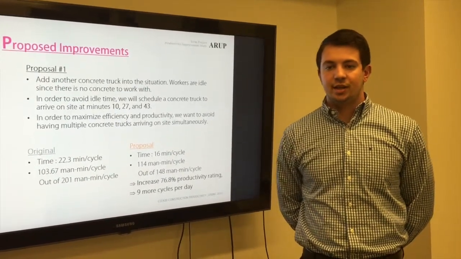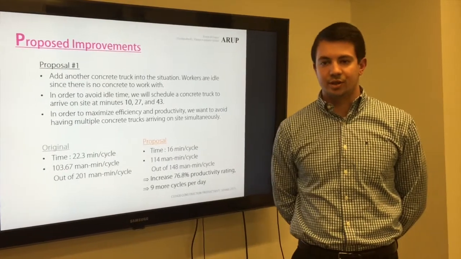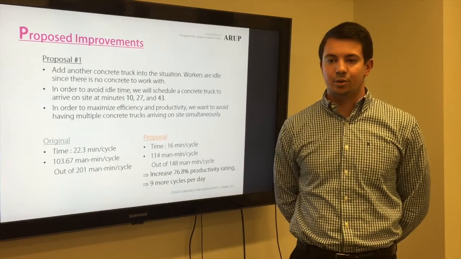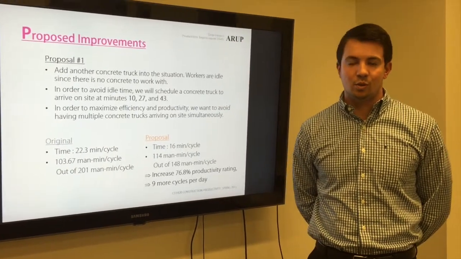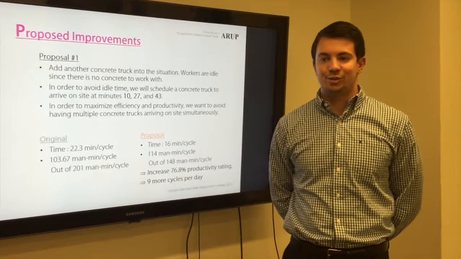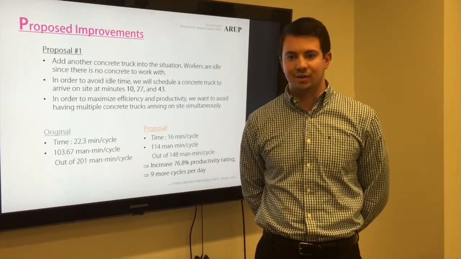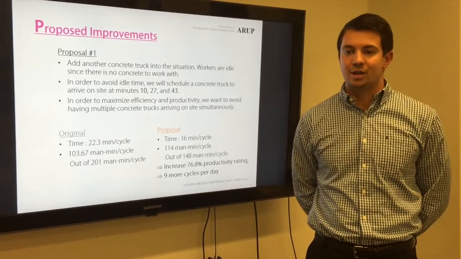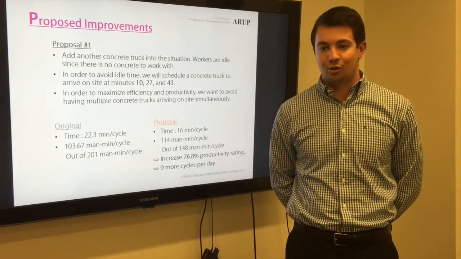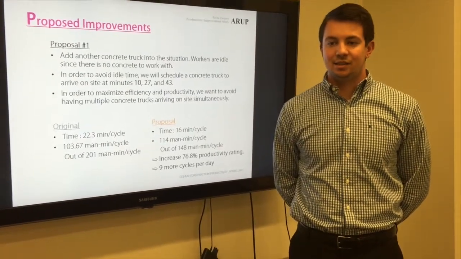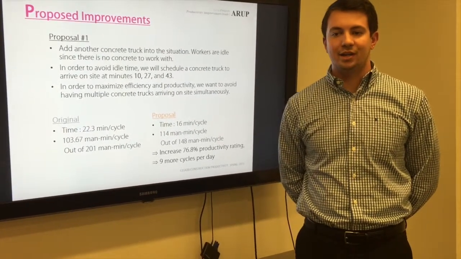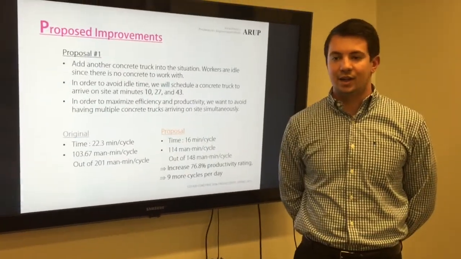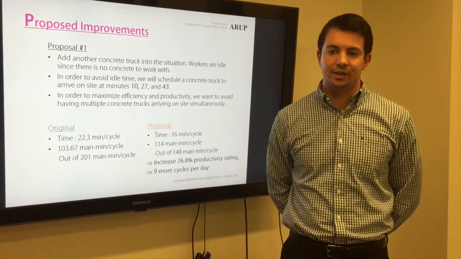The original observation had 22.3 minutes per cycle with 103.67 productive man minutes per cycle out of a total of 201 total man minutes per cycle, which provides a 51.6% productivity rating. This proposal gives us a 16-minute cycle with 114 productive man minutes out of 148 total man minutes, giving us a productivity rating of 76.8%.